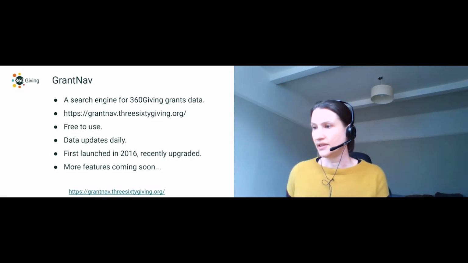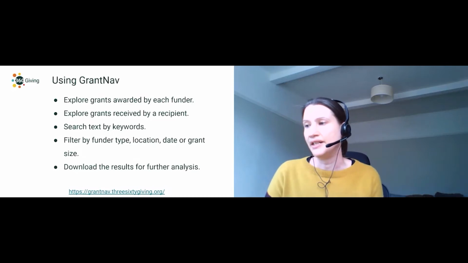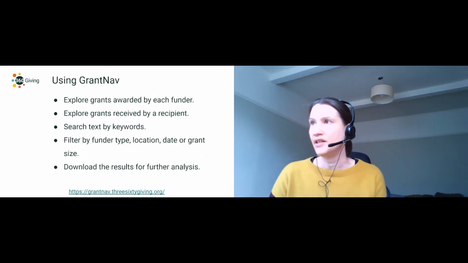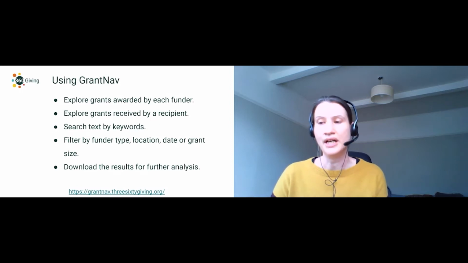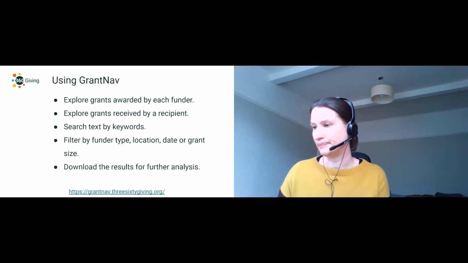So I'm going to take you through in this demo and presentation some examples of how you can use GrantNav. So you can explore the grants that are awarded by funder and also received by recipients. You can search text to find relevant grants. You can filter the data by funder type, location, date, grant size, and you can also download the results of your searches for further analysis. So as well as being a tool to let you look at data in it, you can also take away the data in spreadsheets.